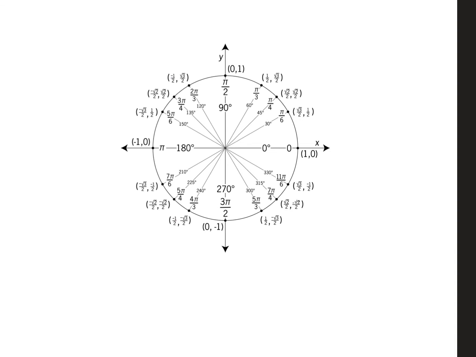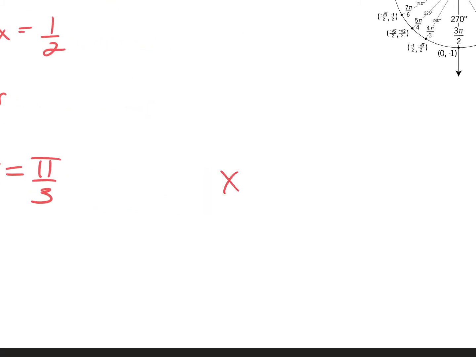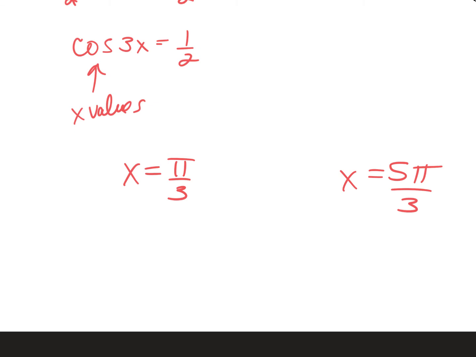X values positive 1/2. Pi over 3 and 5 pi over 3. So in all of the other problems, we wrote x equals pi over 3, and then we had x equals 5 pi over 3, correct? But guys, it's not x equals, is it? It's 3x. So you have one little extra step left to do.